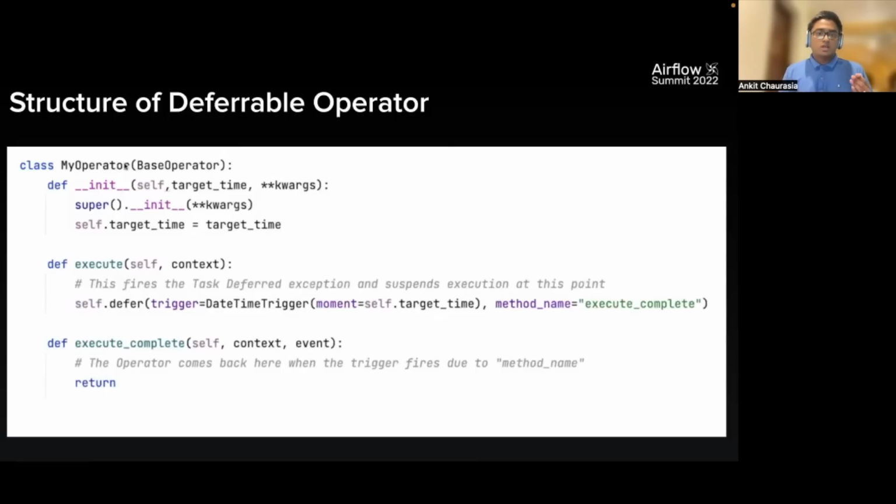First one is trigger. So trigger is an instance of trigger which you used to defer on. It will be serialized into the database. Next is method name, or like it's a callback function, right? So this method name is the method name on your operator you want Airflow to call when it kind of resumes, right? And you can also pass in additional arguments using kwargs. And there's a timeout argument as well, which you can specify, after which the deferral will time out and the task instance fails essentially.